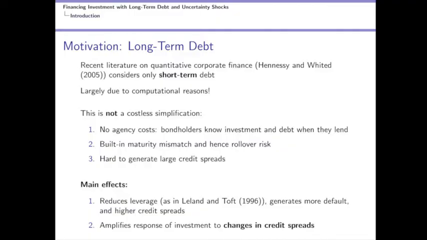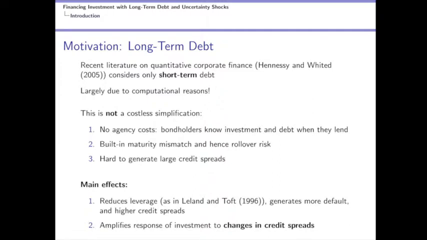So we're going to argue that that's not a costless simplification, because if you borrow $1 that you promise to repay tomorrow and you invest this into capital, this capital is going to be productive for a lifetime. So there's an inherent maturity mismatch built in between the financing and the investment. And this is going to essentially create agency costs, right?